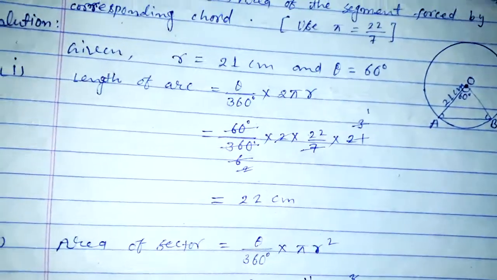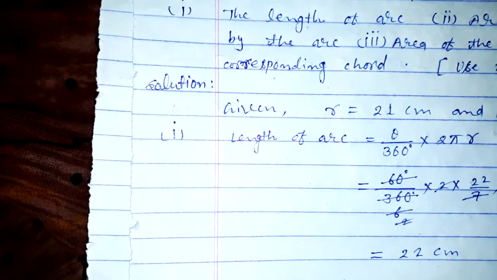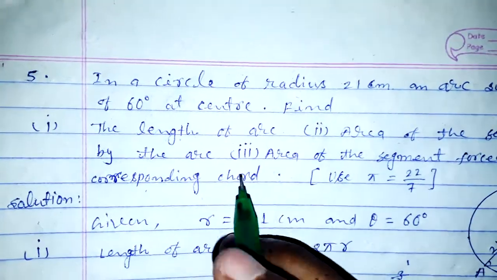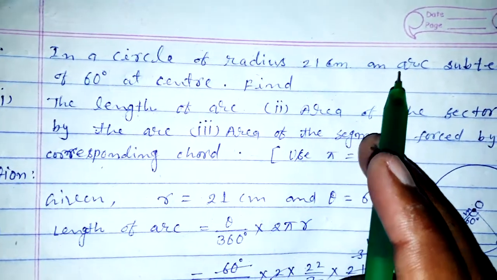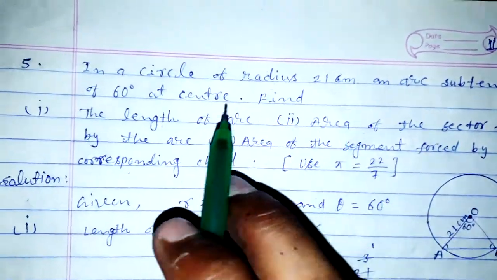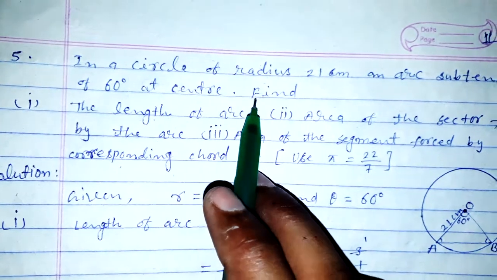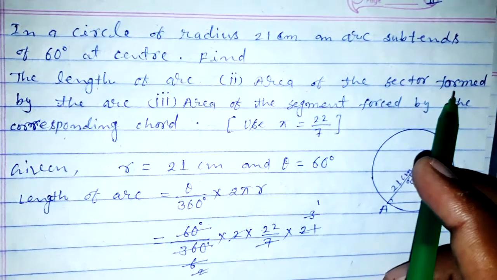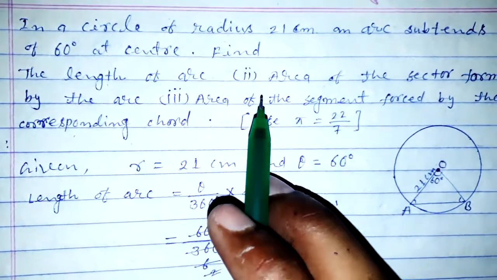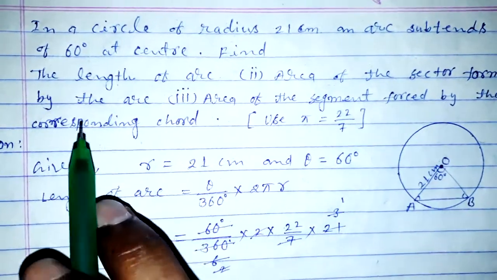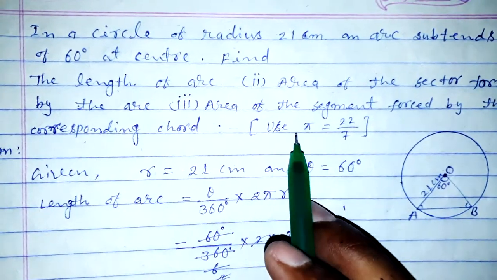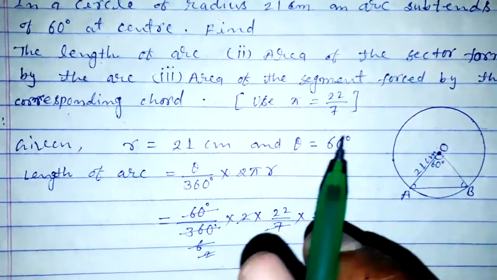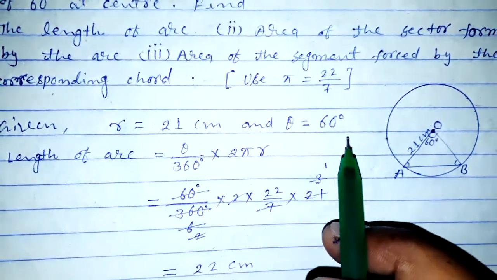Next question is the fifth question. In a circle of radius 21 centimeter, an arc subtends 60 degree at the center. Find first the length of arc, second the area of the sector formed by the arc, third the area of the segment formed by the corresponding chord. Here use pi is equal to 22 upon 7. So given that, draw a figure here. So r is equal to 21 centimeter and theta is 60 degree.